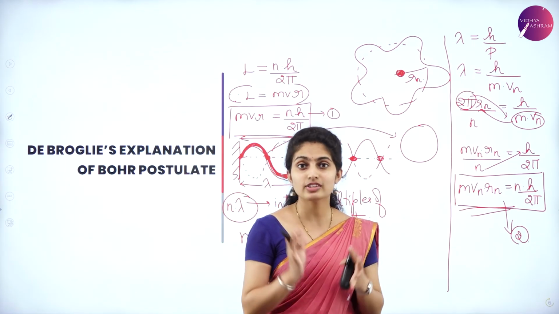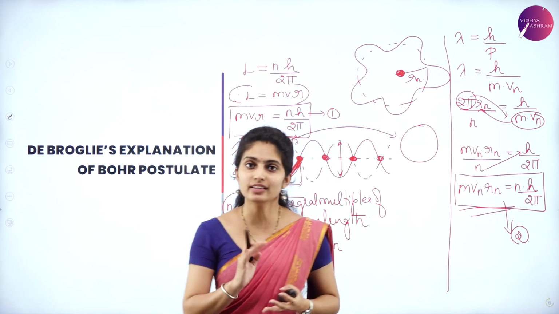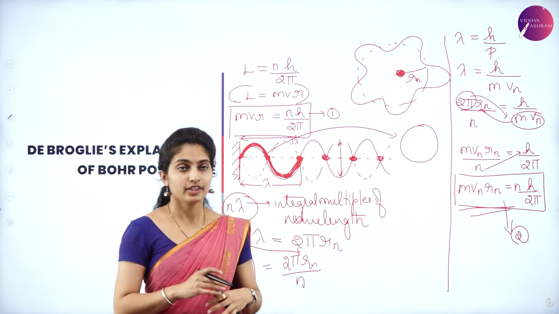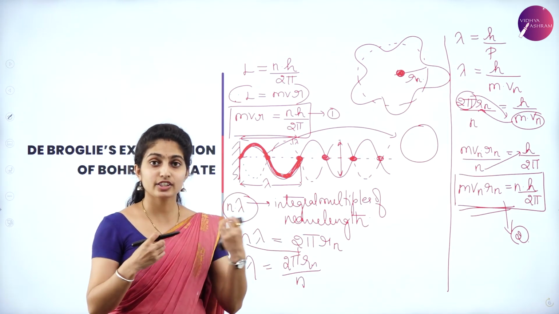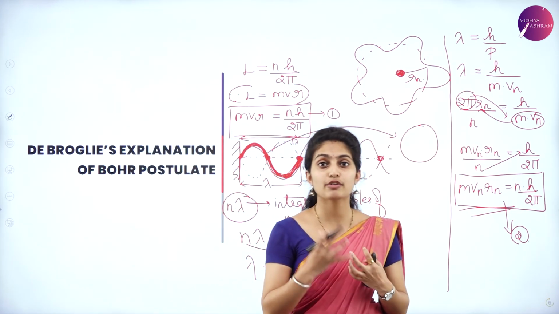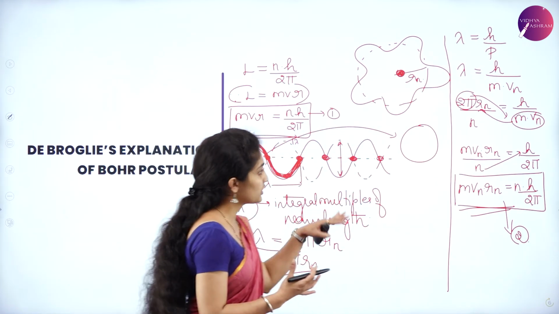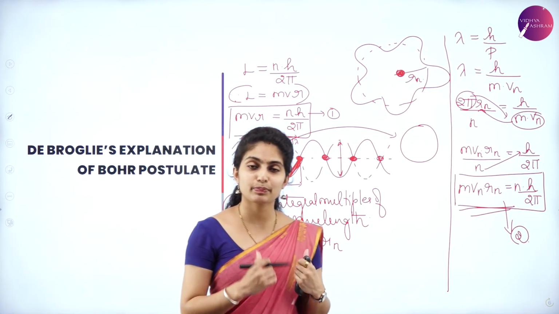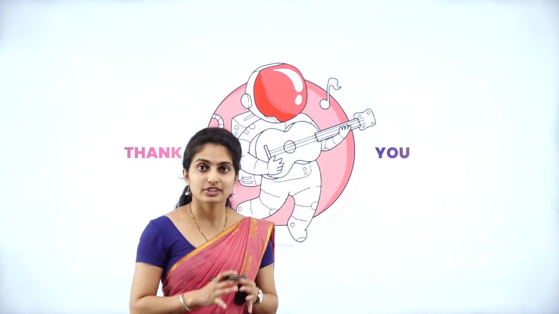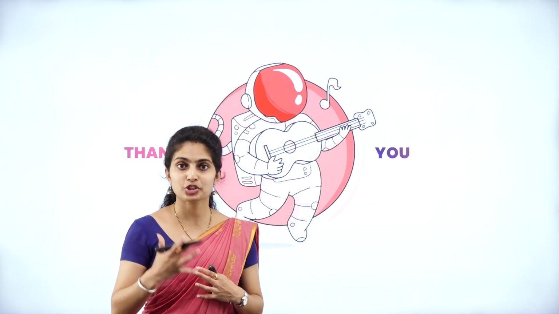So the electrons are said to be a particle wave according to de Broglie. So it is very obvious that de Broglie has taken the second postulate of Bohr and has proved it, correct? So the electrons are having wavy nature. That was a concept explained by de Broglie. So here, our chapter 12, Atoms, has come to an end.